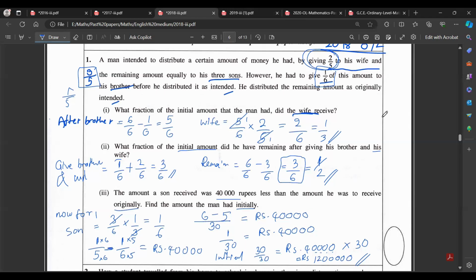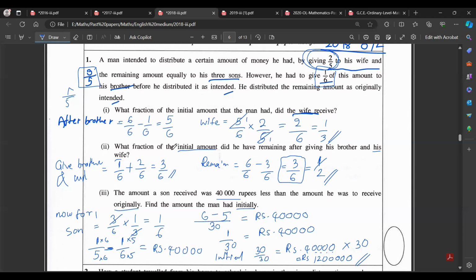Okay, you have to think. There's a different infrastructure, no? Because of this one, after the brother, there are 5 parts. Out of that one, you have to share it like previously. So 2 out of 5, remaining 5 out of 6. So for the wife, 2 out of 6, otherwise 1 over 3.